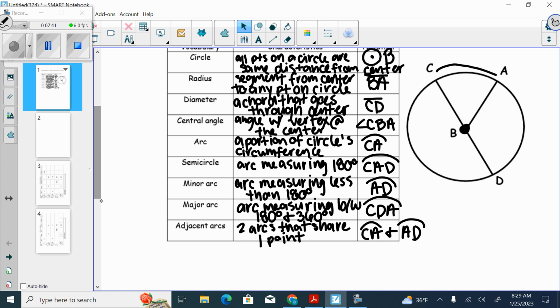So we have reviewed the vocabulary we've gone over thus far. If you'll flip over onto the next page, we're now going to talk about finding arc length. Okay?